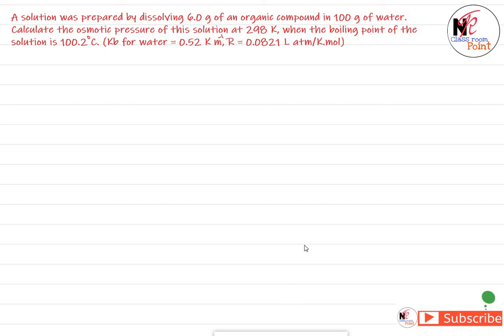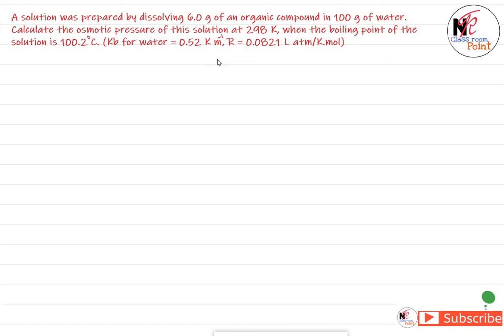Since the molecular mass of the compound is not available, we cannot calculate osmotic pressure directly. So we have to calculate the molecular mass using the elevation of boiling point concept. Using this given data, let us first calculate the molecular mass of the organic compound, then substitute that in the osmotic pressure formula, and we shall get the osmotic pressure.